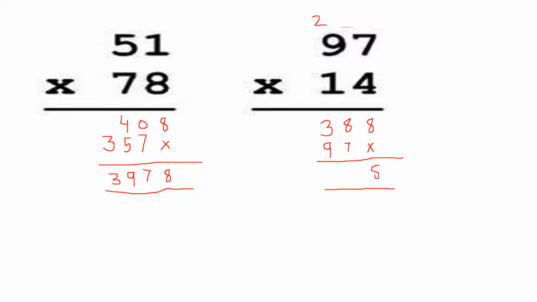Now add these products. Below 8 there is no number. Write down 8 here. 8 plus 7 is 15. Write 5 here and 1 carry. 1 plus 3 is 4. 4 plus 9 is 13. So what is your answer? 1358.